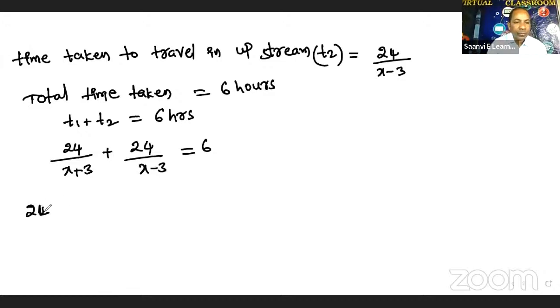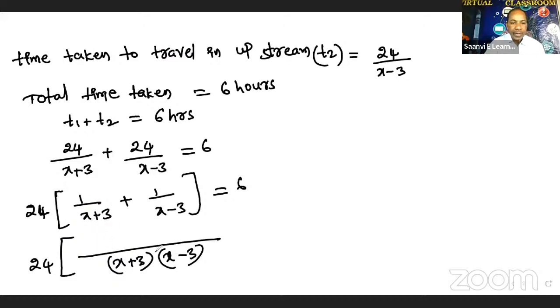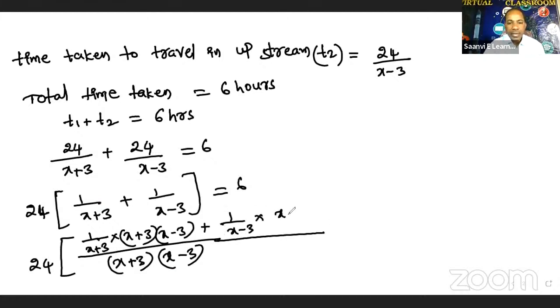Here in the numerator, 24 you take common. When you take common 24, here 1 by x plus 3 plus here also 1 by x minus 3, that is equal to 6. 24 inside, take LCM. LCM is x plus 3 into x minus 3. So 1 by x plus 3 into LCM, x plus 3 into x minus 3, plus the second term is 1 by x minus 3 into LCM, x plus 3 into x minus 3.